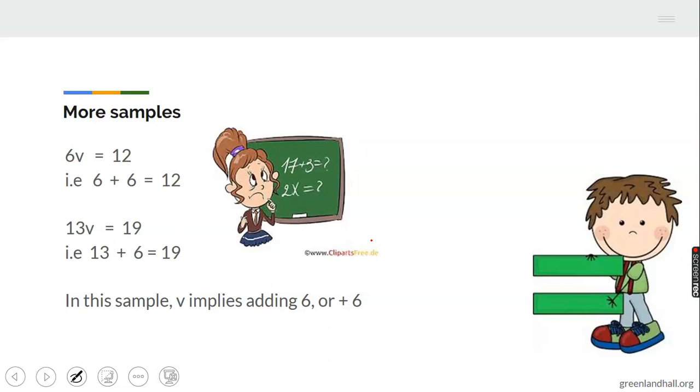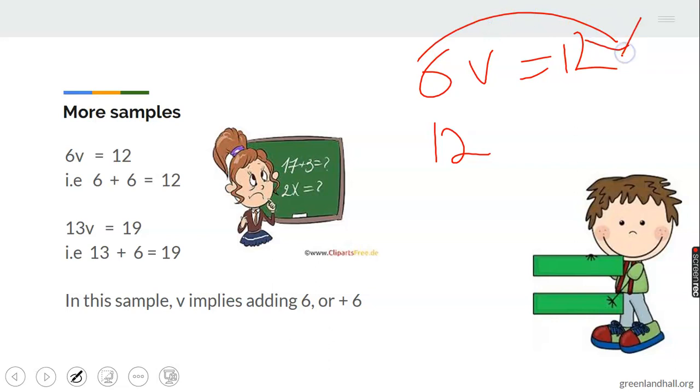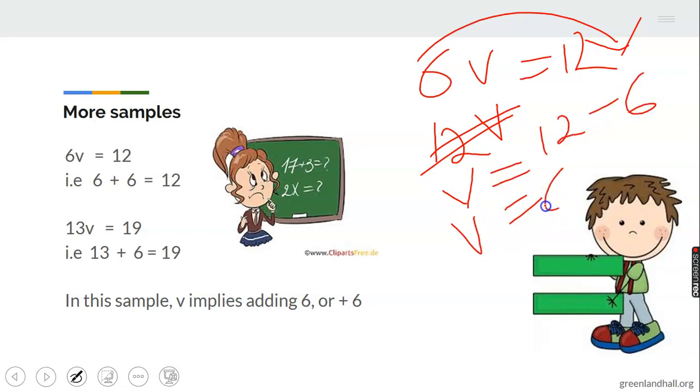This is another sample. We have 6v equals 12. What do we do? Use my method. 12, if this is going to come to this side, remember it's going to turn to minus, and my v is going to be alone. All right, let's try this out. V equals now 12 minus 6. V now is what? 6. That means we are adding 6. So 6 plus 6 gives me 12 here. Now 13 plus 6, that should give me 19. Brilliant. Can you see that? It means here, v implies 6.